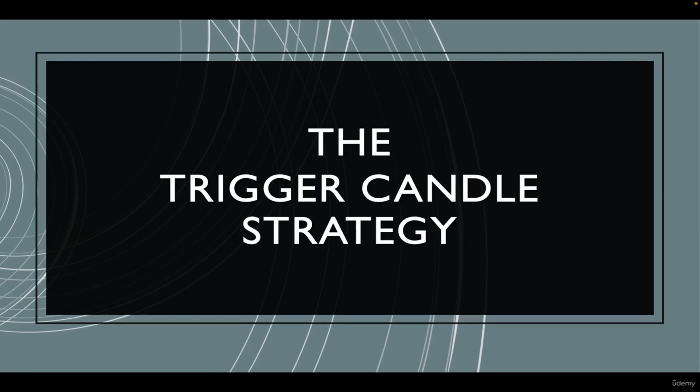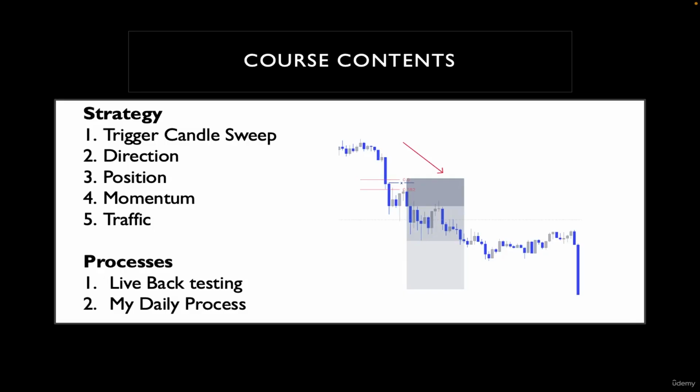Hello there and welcome. In this video I'm going to be giving you a brief overview of the video series and the strategy. Now, the strategy itself has 5 process steps, as you can see on the left hand side. The trigger candle sweep, which is our trigger to be interested in the trade, hence the name. Only when we see this trigger candle sweep do we move on to the next step in the process, which is ensuring that the direction of the trend is in our favour.